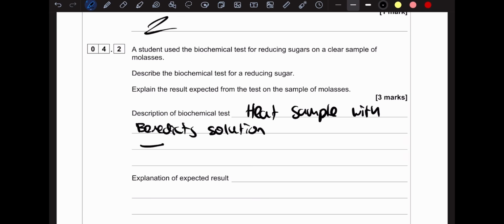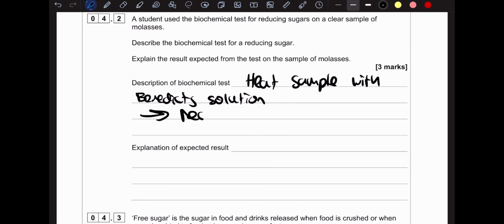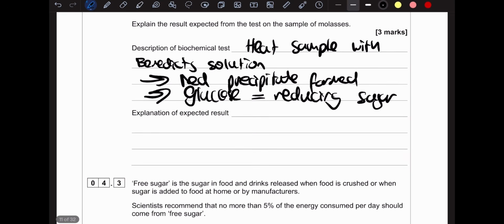Right, and what happens? Well, we know that due to the presence of our sugars there, we're going to see a red precipitate formed. And the reason we have our monosaccharides, you can mention either of them, but our reducing sugars, glucose or fructose, glucose is a reducing sugar. Okay, explanation of the result.